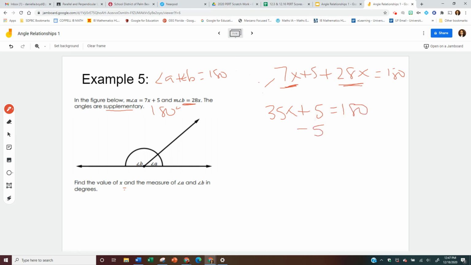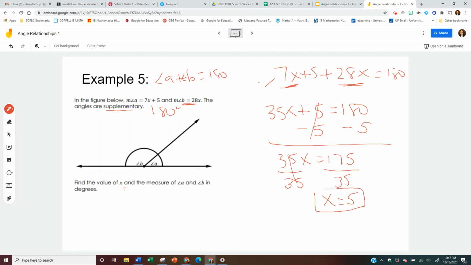I subtract the 5 from both sides. So that's going to give me 35x is equal to 175, right? And then, because I want to get x by itself, I'm going to divide by 35. And I get that x is equal to 5. So that's the first thing that I needed. Found the value of x, and then it says find the value of angle A and angle B.